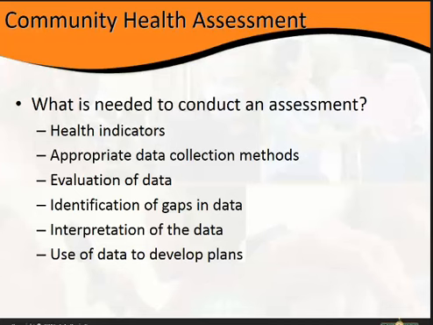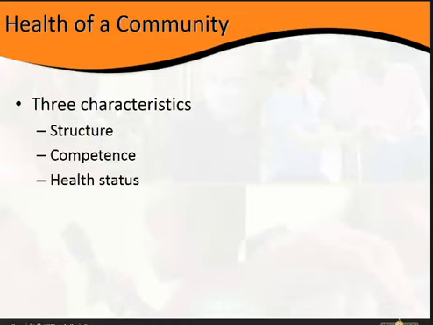Things that are needed in order to conduct a community health assessment would be health indicators, appropriate data collection methods, evaluation of that data, identification of gaps in data, interpretation of such data, and the use of the data to develop plans. When looking at the health of the community, generally we think about three characteristics: the structure, the competence, and the health status overall.